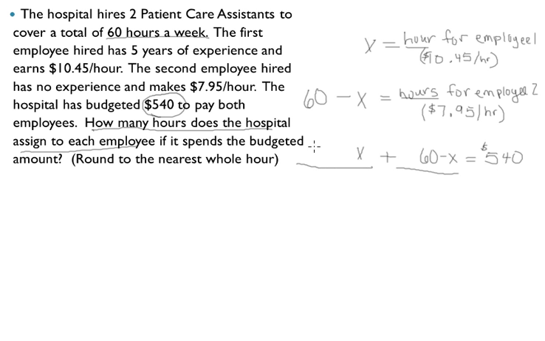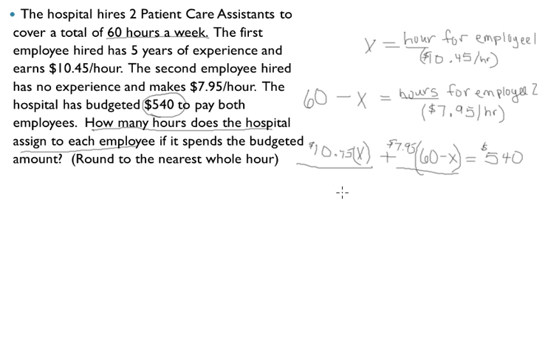Well, the cost for employee 1 is $10.45 for each hour that they work. So I'm going to multiply that times their number of hours. And the cost for employee 2 is $7.95, and again, I have to multiply that times the hours that they work. So now, because I have added their hourly rate, I have money. And so the money can add up to the total money, and I have an equation that makes sense.